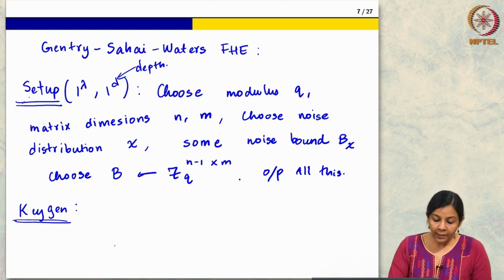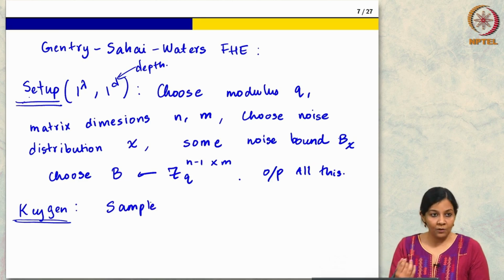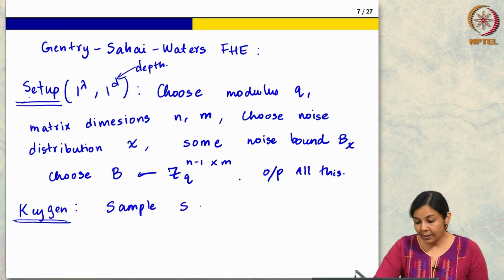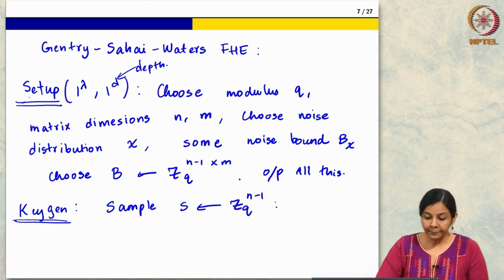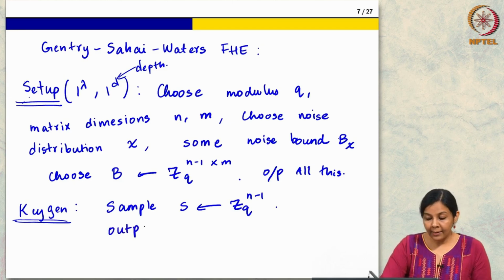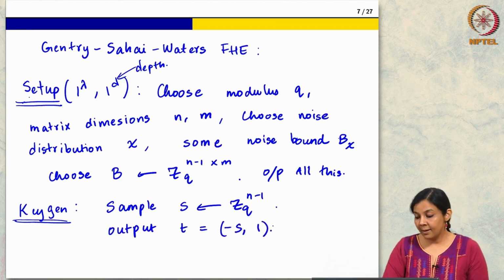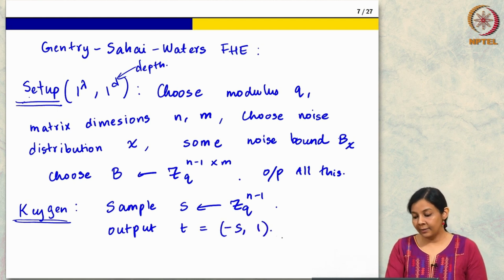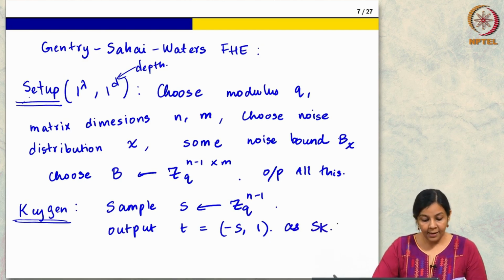I will not keep writing it down. Yeah. So, now what key generation does is now it will start looking like the scheme we saw before. So, it will sample some LWE secret S in Z_Q^{n-1}, okay, and it will output T as (minus S, 1). Okay. So, you will see why we write it like that. This is as the secret key. So, this is our secret key.